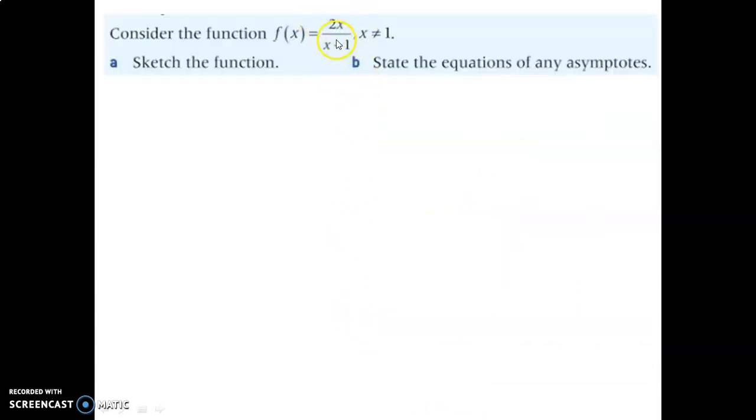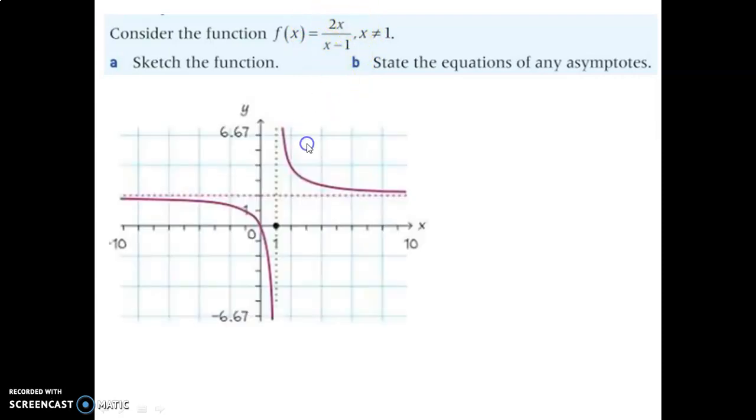Okay, try this one here. We have a function here, sketch it, and then talk about the equations of the asymptotes. Well, I'm going to end off by showing you this one. So we know this is a rational graph. This is what our last unit was all about, rational functions. So this one here we know is going to have some asymptotes, and it's going to have this general shape. All rationals look like that. You can confirm on your calculator.